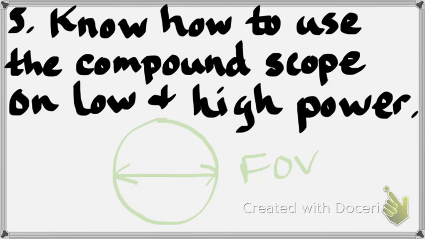When you get to high power, can you use the coarse and the fine adjustment? No. What can you use? The fine only. On high power, all you can use is the fine adjustment. When you're using a light microscope, should you be adjusting the light? Yes. Too much light and you don't see any details. Not enough light, you don't see anything. So yes, you've got to constantly be adjusting the light as you're moving through the objectives and looking through the microscope.